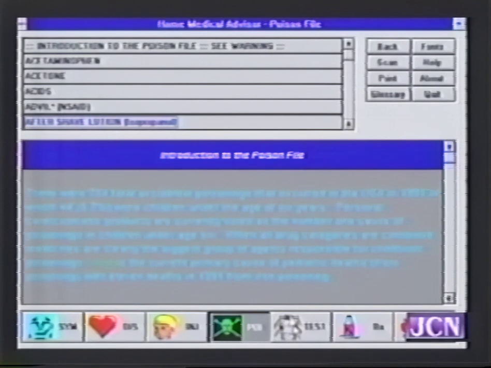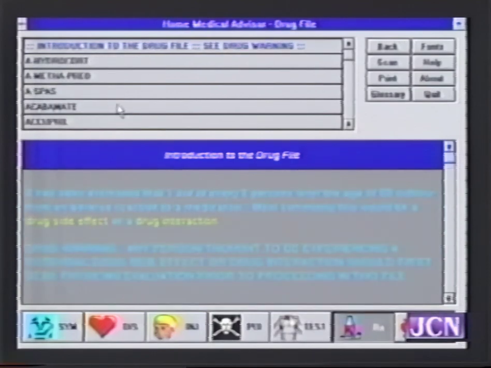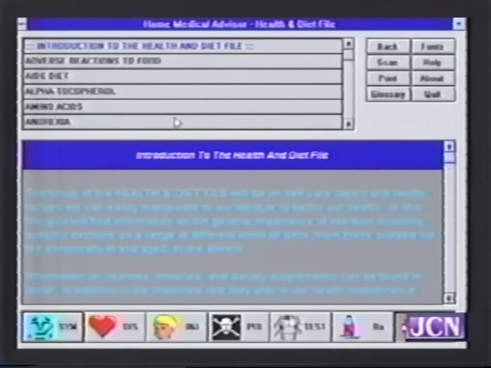Also down here, some other things too, kind of neat. A test: when a doctor says you need a certain test, you can click that and it'll have certain types of tests. You can actually say, well, what actually happens when I get an abdominal tap? Well, I wouldn't know. And then we have a drug file, as well as a health and a diet file, which shows us different types of foods for different diseases and things of that nature.